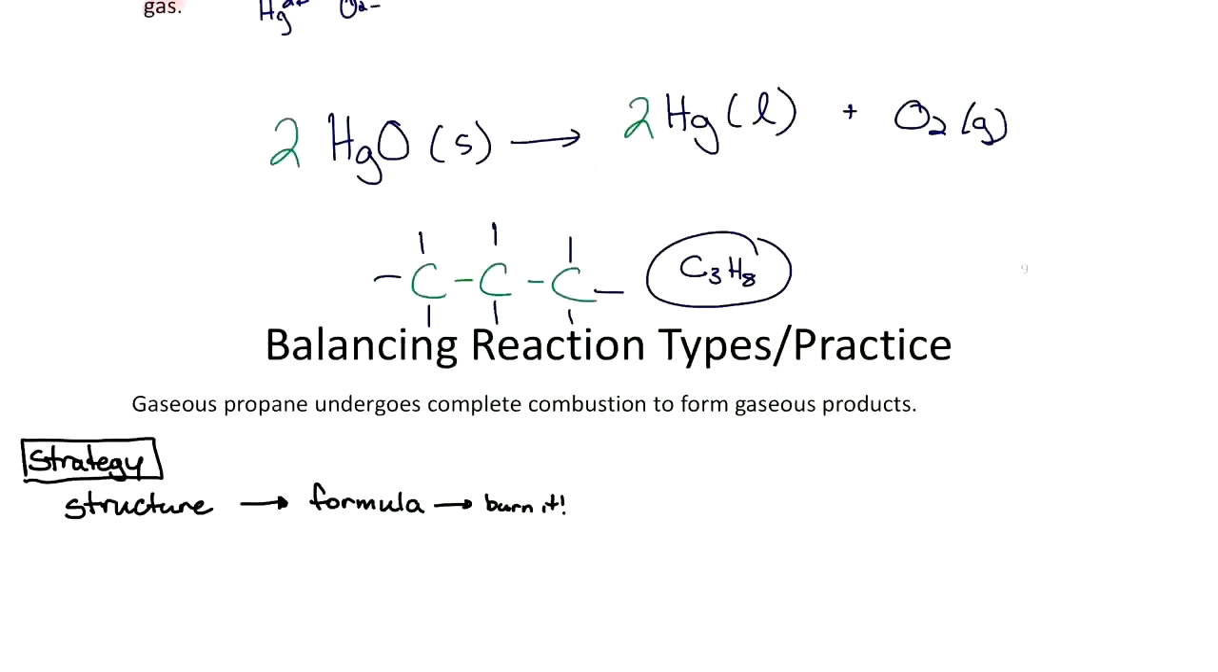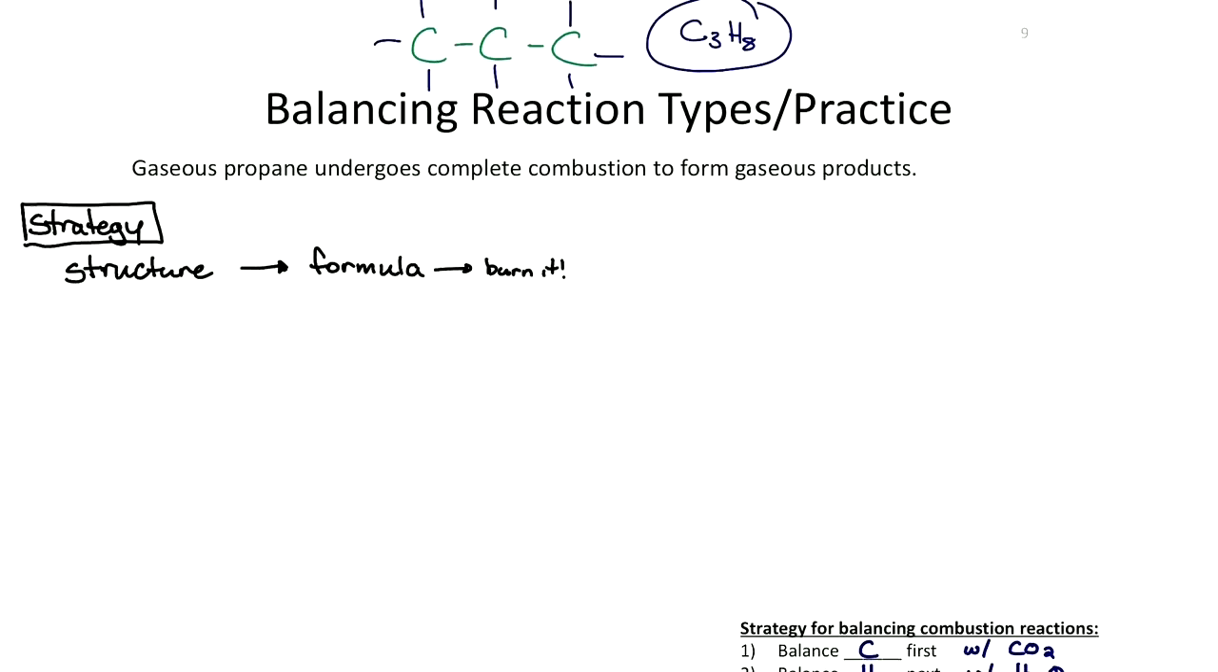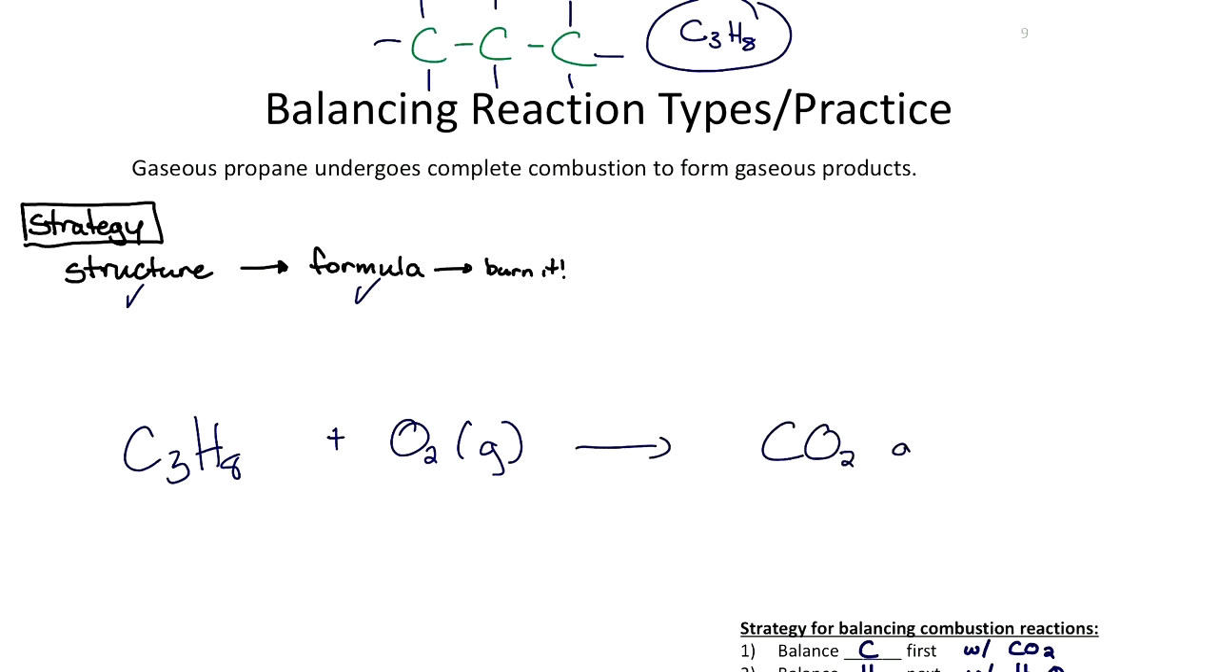All you need to know is carbon always makes 4 bonds, and hydrogen, you just tack hydrogens on there. Okay, so that's how we drew the structure, we got the formula, and so now we just burn it. So C3H8 is our reactant. Since we're burning it, we're also adding oxygen gas to the mix, and since this is complete combustion, our 2 products are CO2 and water. So you do need to know that about a combustion reaction, all right?